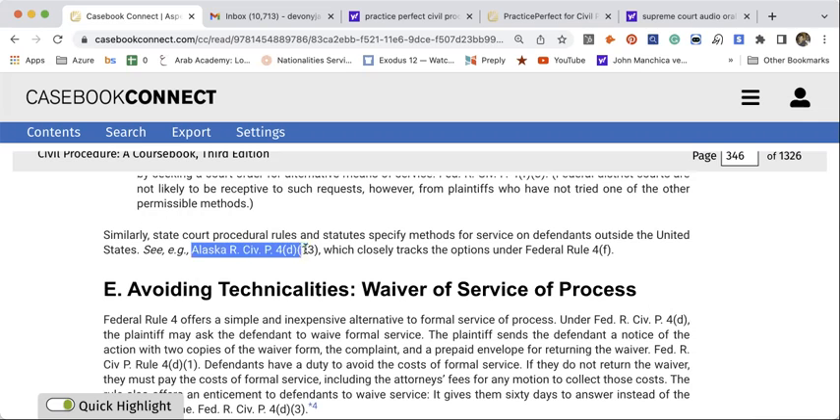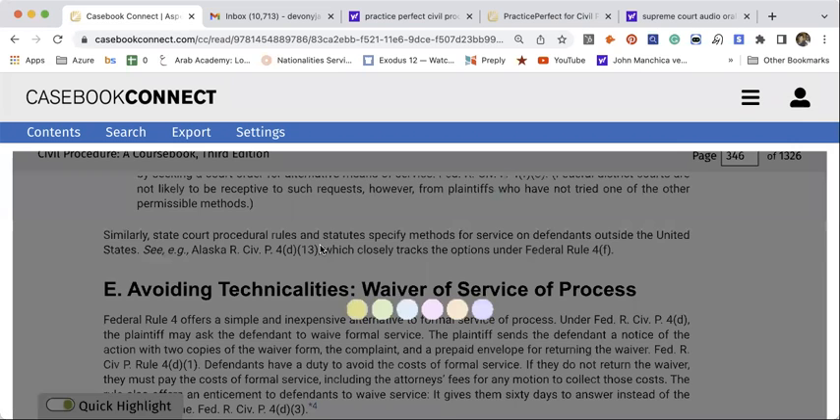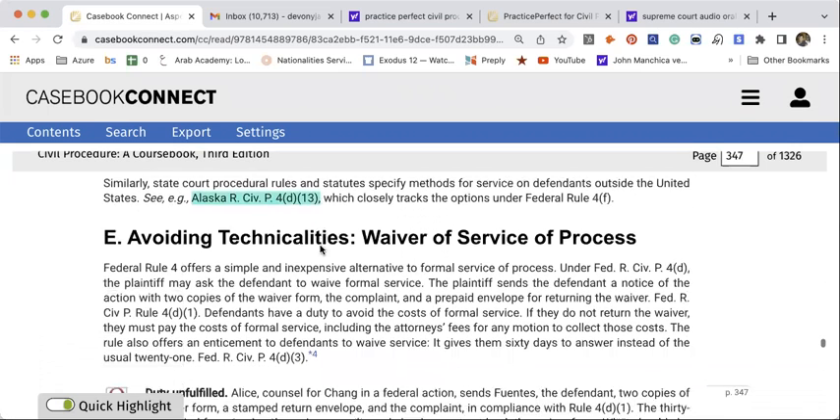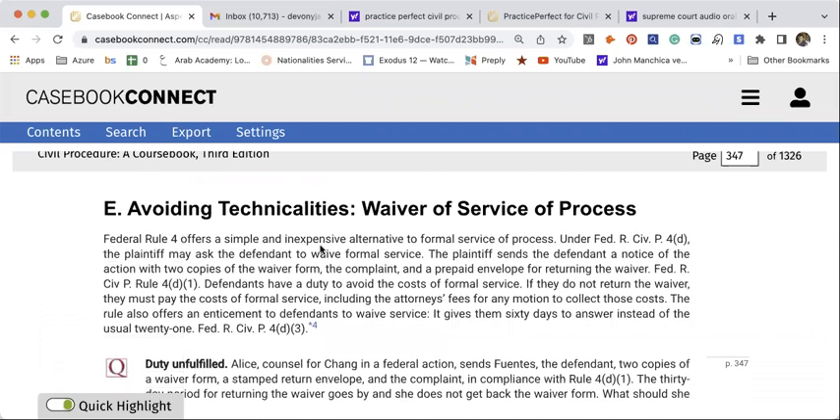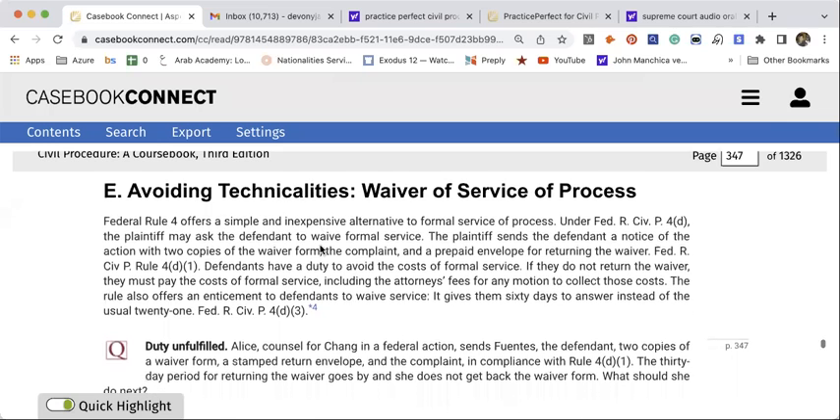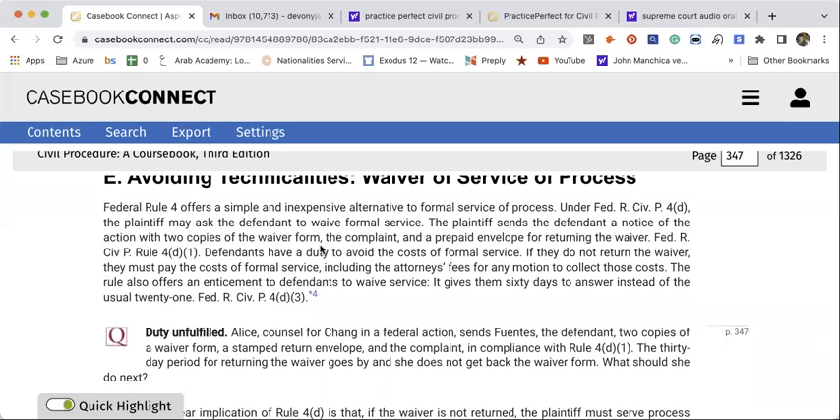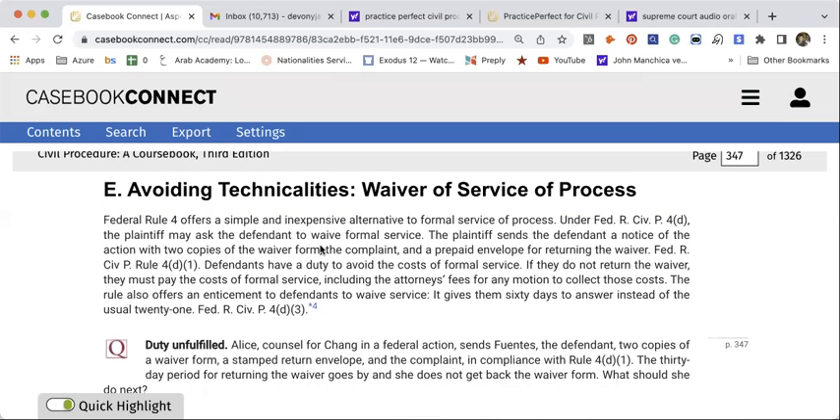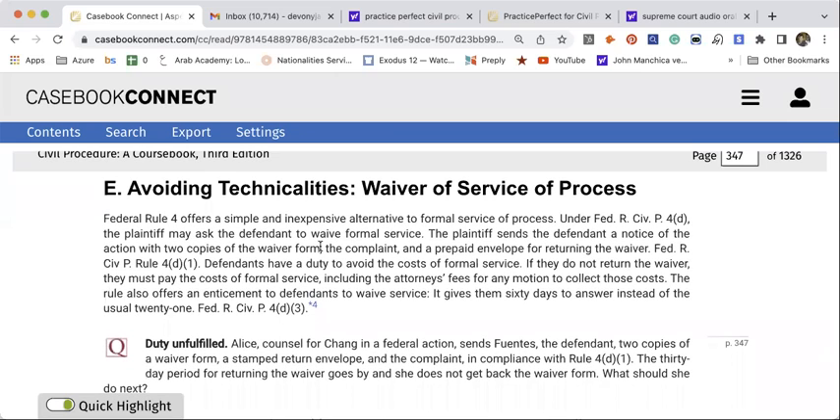See Alaska Rules of Civil Procedure 4D13, which closely tracks the options for federal 4F. Avoiding technicalities, waiver of service process. Federal Rule 4 offers a simple and inexpensive alternative to formal service of process. Under Federal Rule of Civil Procedure 4D, the plaintiff may ask the defendant to waive formal service.